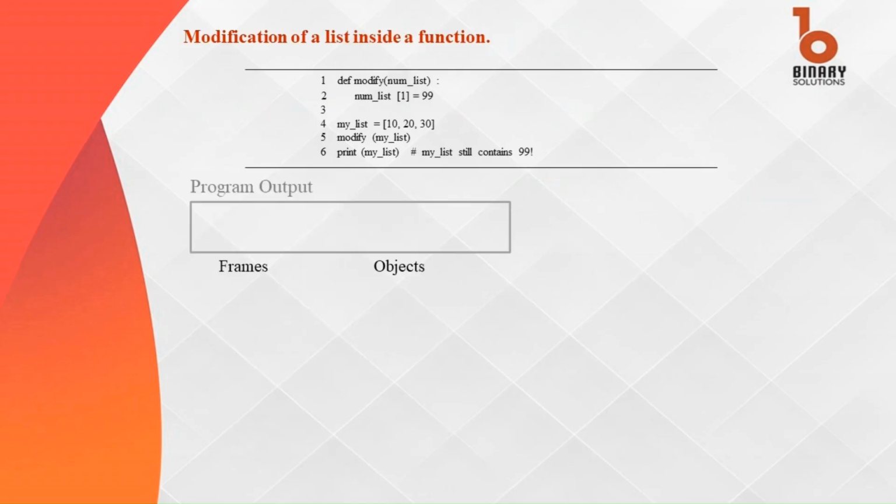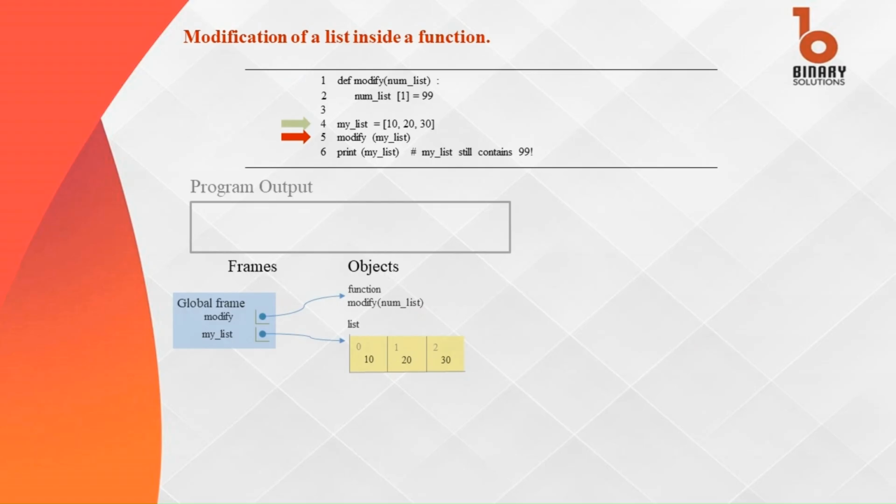Next, this example illustrates how modifying the elements of a list inside a function affects the original list outside the function. The function modify_numList takes a list as an argument and changes the value of the element at index 1 to 99. When the list myList is passed to the function, both the local parameter numList and the global variable myList refer to the same list object in memory. Consequently, any modification made to numList within the function directly updates the original list myList.